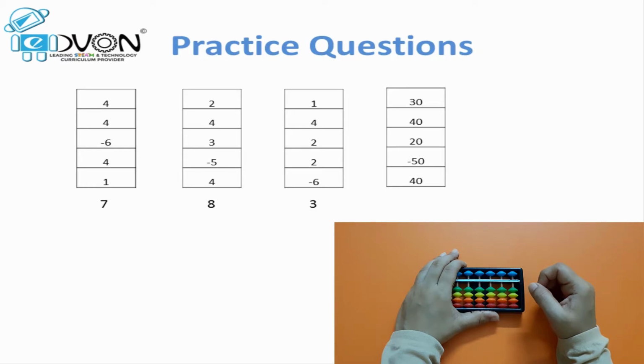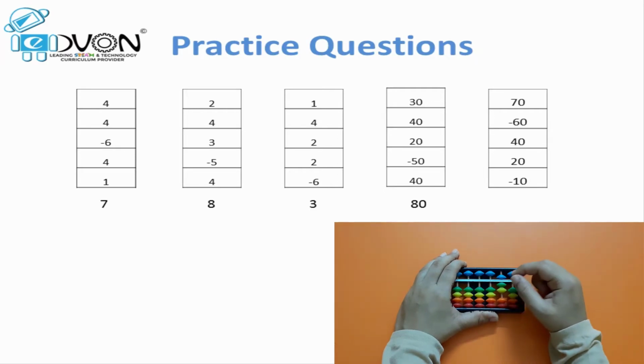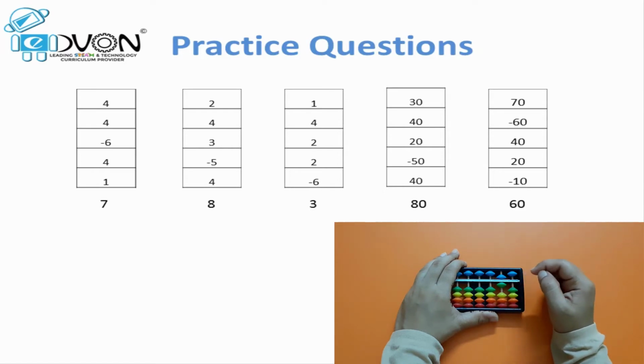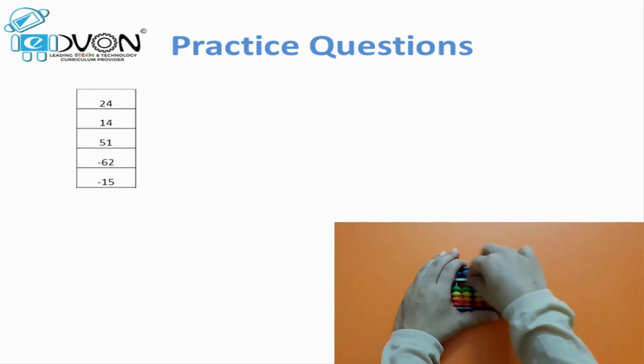So we will move beads on the tens rod. 30 plus 40 plus 20 minus 50 plus 40. Answer 80. Next question. 70 minus 60 plus 40 plus 20 minus 10. Answer 60. Let's practice a few questions of different values on the abacus. Make your abacus 0. Let's start.